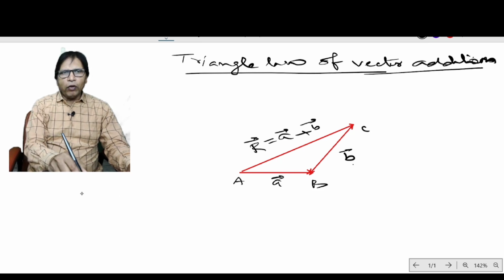Okay. Now parallelogram law of vector addition. Look at this.